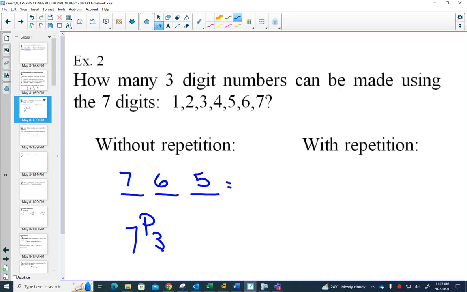If you were allowed to repeat, they would all be 7s, giving you 343 different possibilities.